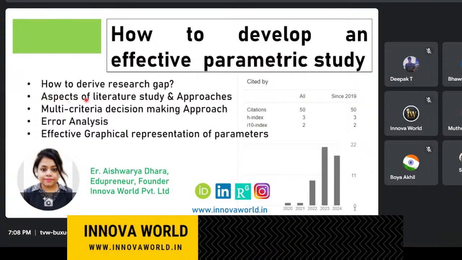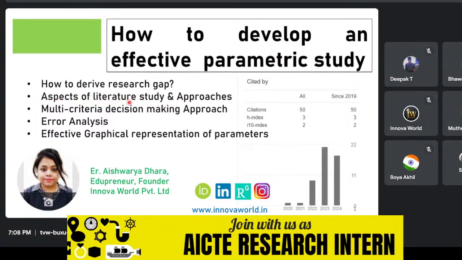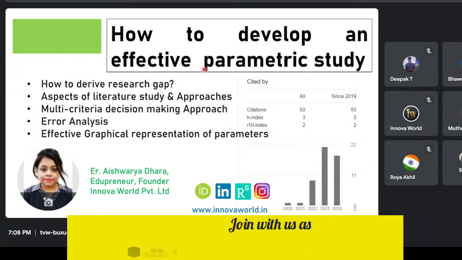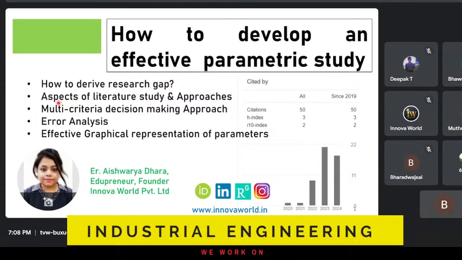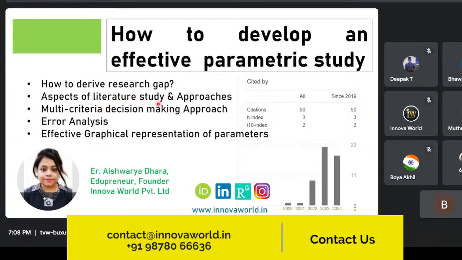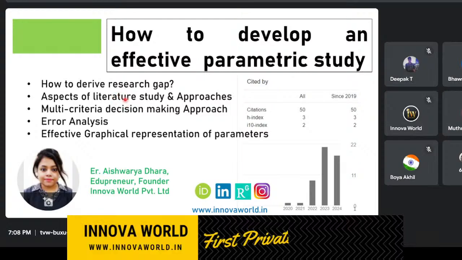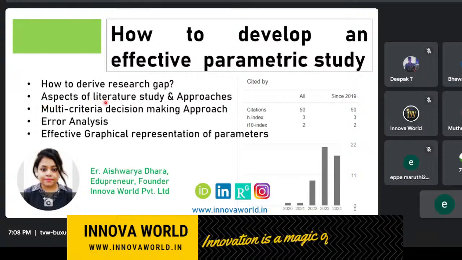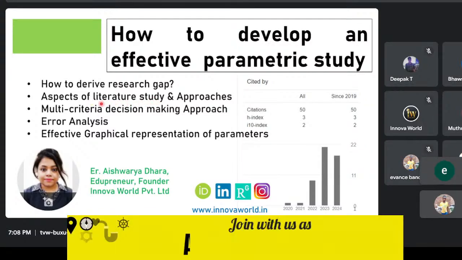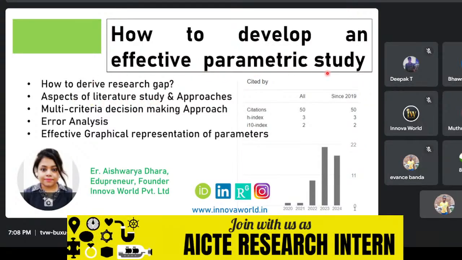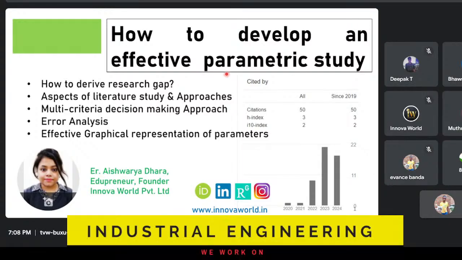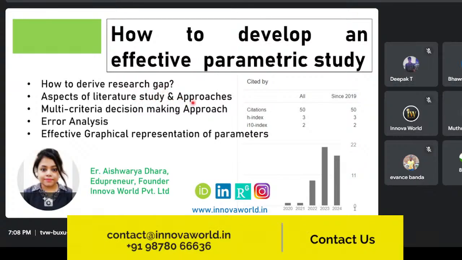The second part that we are going to highlight in today's session, which is a part of an effective parametric study, is the aspects of literature study. So already you know what is a literature study, what is a literature review. Fine. So here I'm not going to talk about what it is, but the aspect is something different: how you can make an effective literature study in order to predict your parametric factors. What are the parameters that are involved in this literature study? And in addition to it, the approaches.